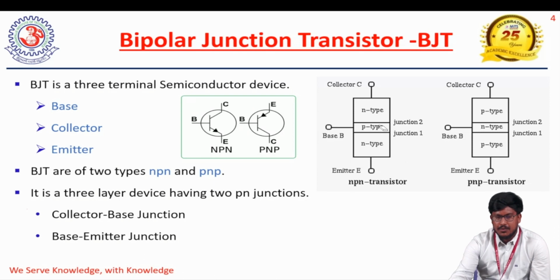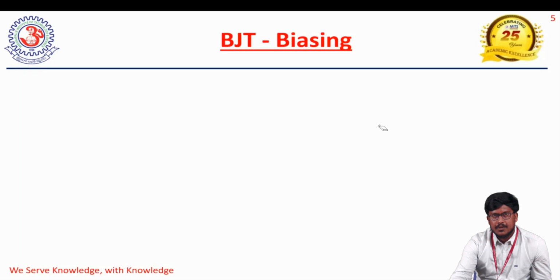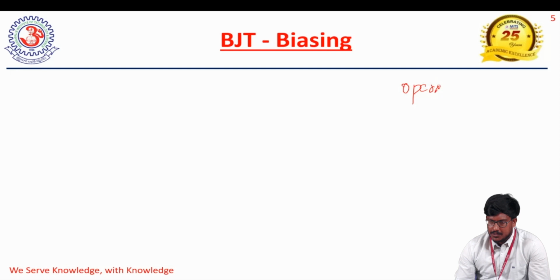And the next thing we are going to have is the biasing. So in case of the BJT, we are going to have two types of analysis. One is DC analysis, the other one we call AC analysis. In DC analysis, we do the biasing by giving the DC supply. Biasing is nothing but determining the operating point of the transistor. So to obtain the operating point of the transistor, we call it biasing. Here the operating point is nothing but the operating voltage and operating current.